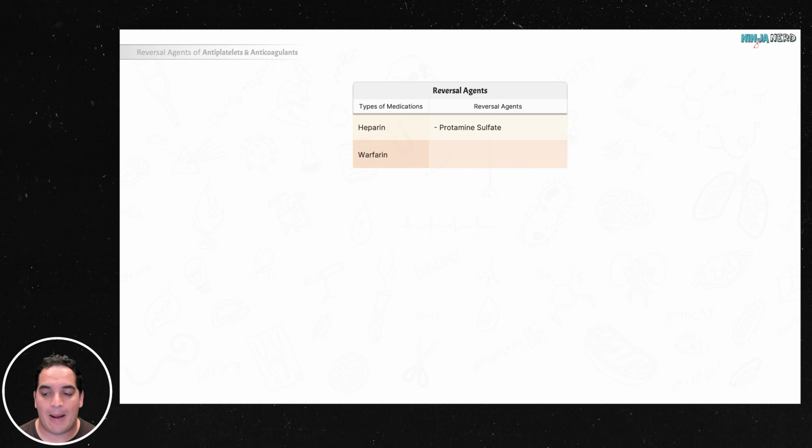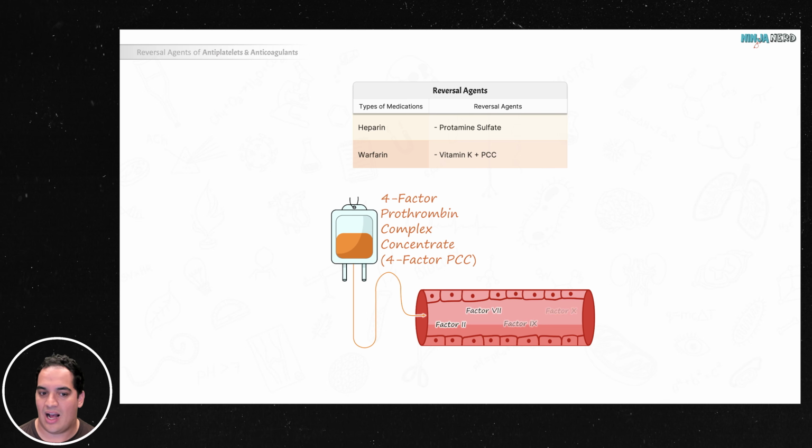Warfarin is a very common one. I see this a lot in the neuroscience ICU patients who come in. They're taking warfarin for atrial fibrillation, and all of a sudden they develop an intracranial hemorrhage. Now, this one is commonly given with a two-part drug. We give them IV vitamin K and prothrombin complex concentrate.